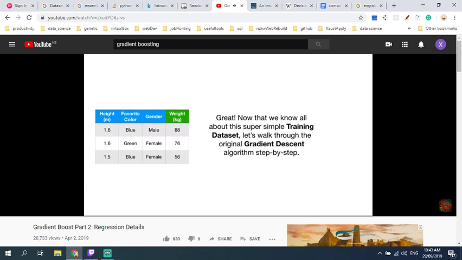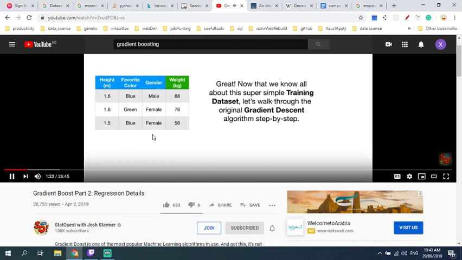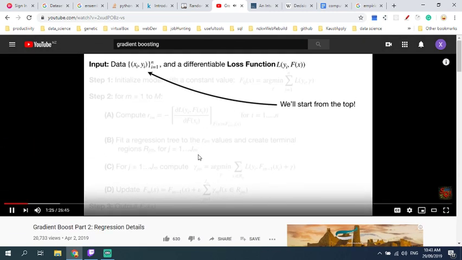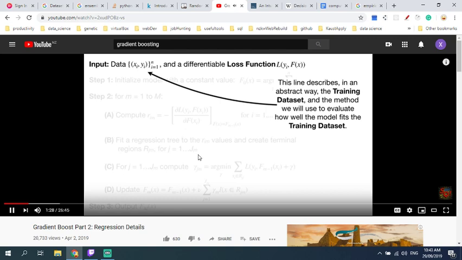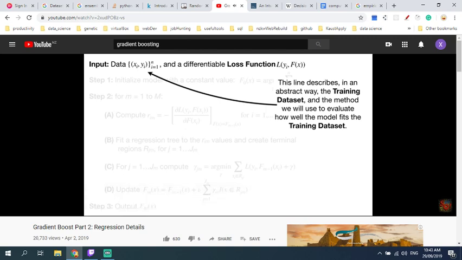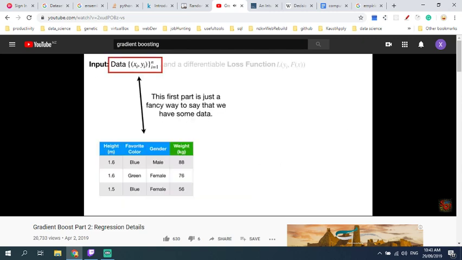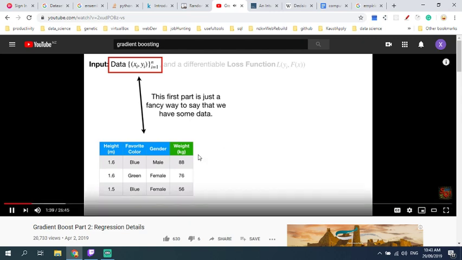Great. Now that we know all about this super simple training dataset, let's walk through the original gradient descent algorithm step by step. We'll start from the top. This line describes, in an abstract way, the training dataset and the method we will use to evaluate how well the model fits the training dataset. This first part is just a fancy way to say that we have some data.